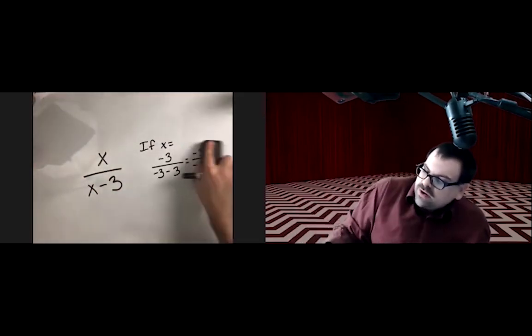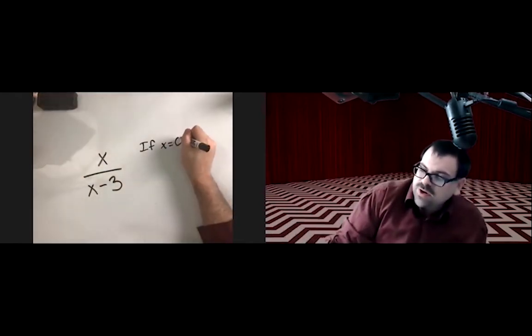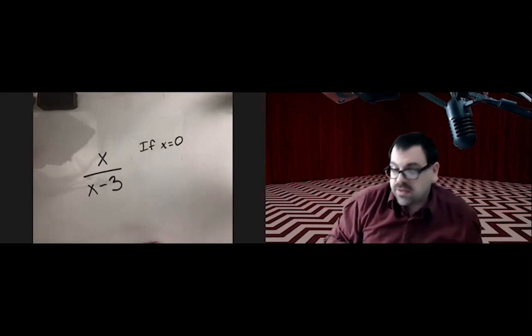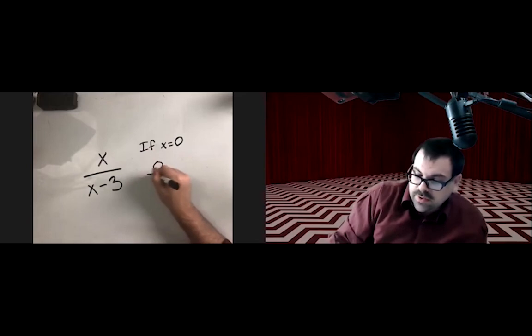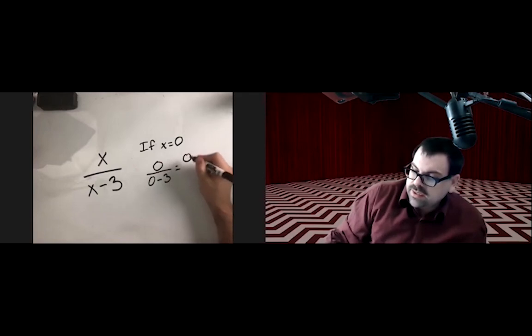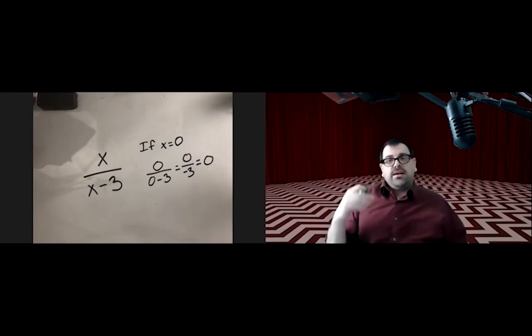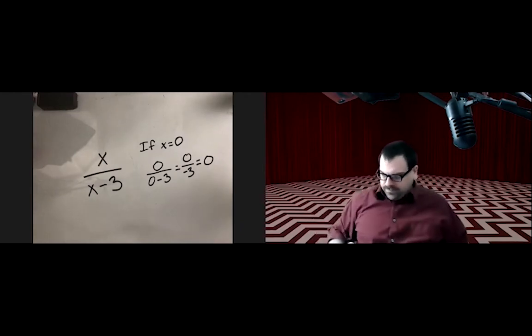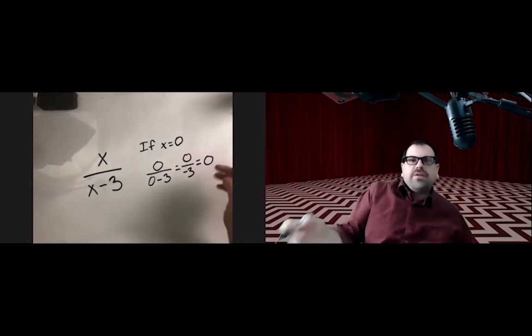What about if x was 0? If x is 0, what's the value of this function? Well, notice that makes the top 0. And even though on the bottom we would have 0 minus 3, since it's 0 over a number, that means it's just 0. 0 divided by anything is 0. So 0 on the top, that's okay to have. It gives us 0.